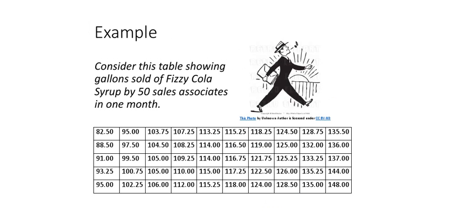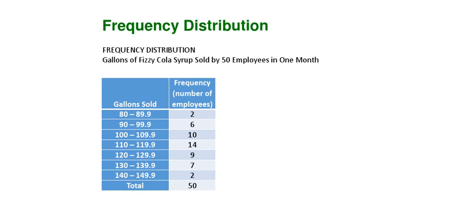This type of data table is especially helpful when we have large masses of numbers. Consider this table showing gallons of fizzy cola syrup sold by 50 sales associates in a month. Although we can see the numbers in the table, they don't tell us very much, and it's hard to wrap our minds around that data unless we organize it somehow. One way of organizing it is to organize it into the numbers of gallons sold by categories.